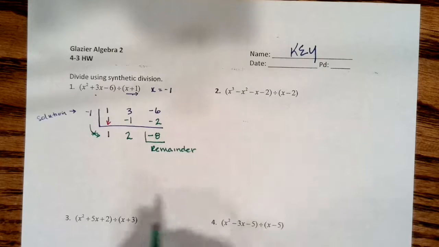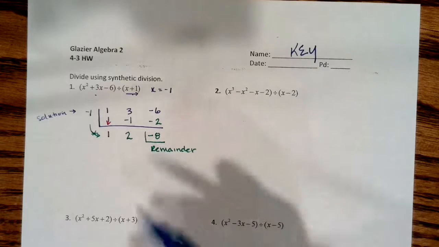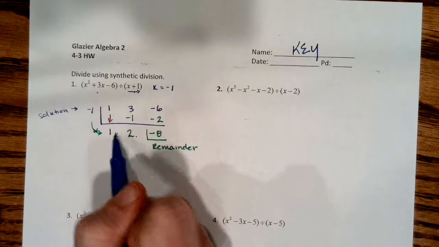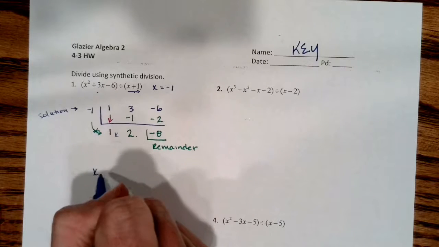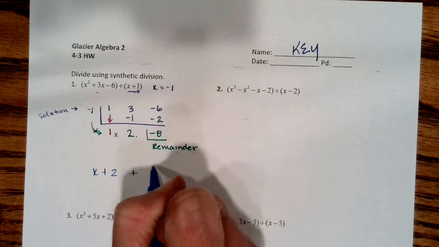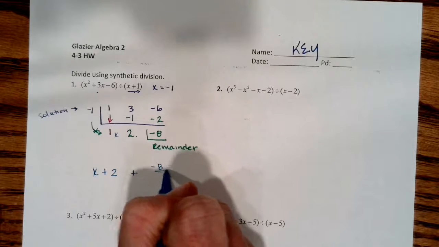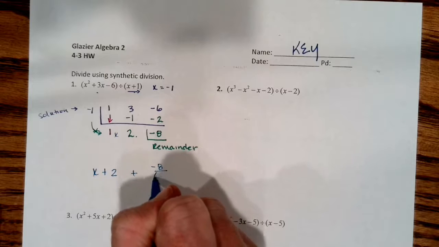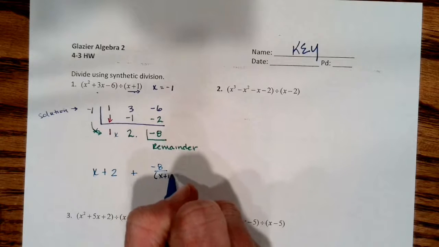So when I list my quotient, I'm going to recognize that here is my constant and here is my x. So it's going to be x plus 2 plus my remainder of 8 over my original factor of x plus 1.